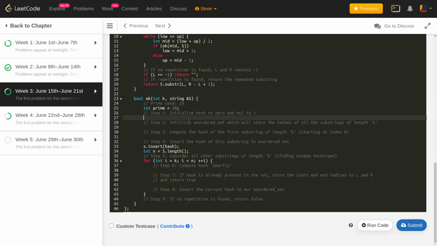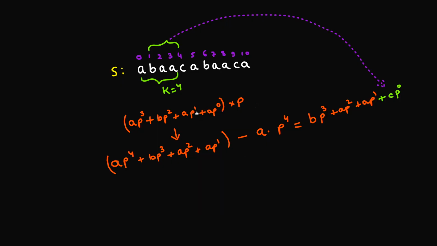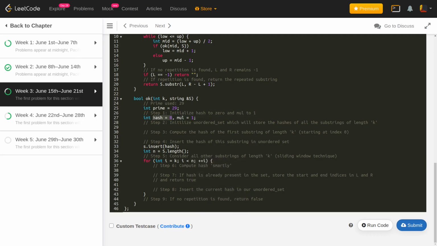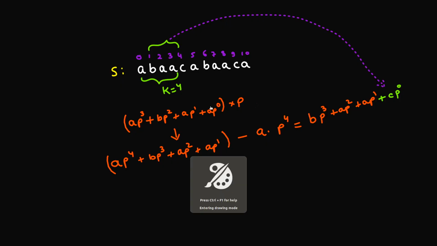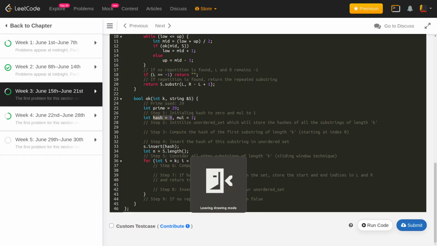Next thing is we'll initialize our hash value to 0, and there is this one more thing, multiplication, and this multiplication is nothing but p raised to the power 0, p raised to the power 1, p raised to the power 2, and p raised to the power 3, and so on. I'll be initializing my hash as 0, because I'll be accumulating all these values, a times p raised to the power 0, a times p raised to the power 1, and so on in my hash. So I'll initialize my hash with 0, and this multiplicative term, which is p raised to the power 0, 1, 2, 3, and so on, I'll initialize with 1.